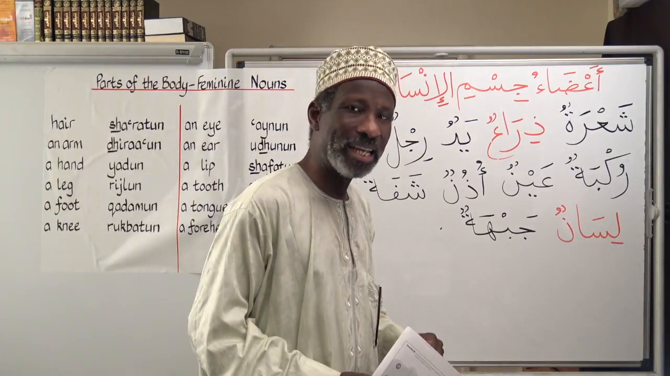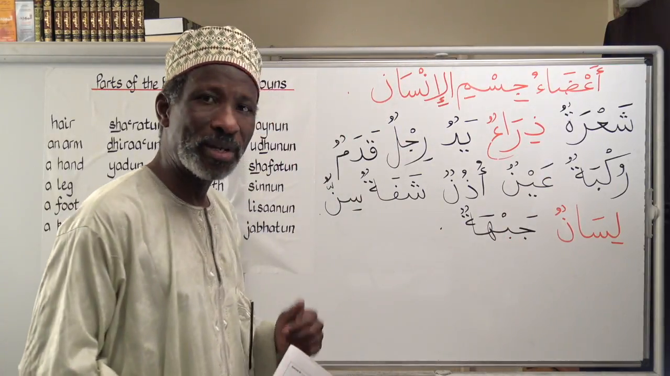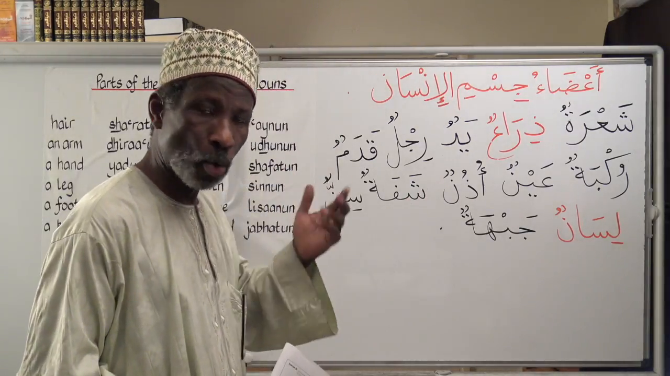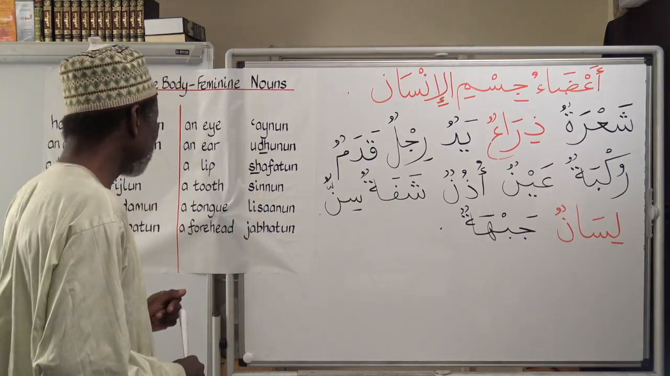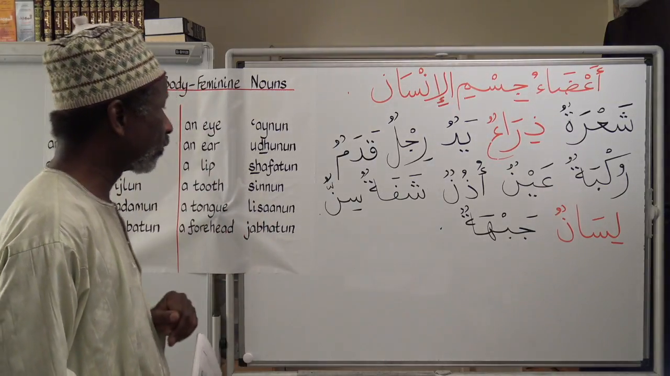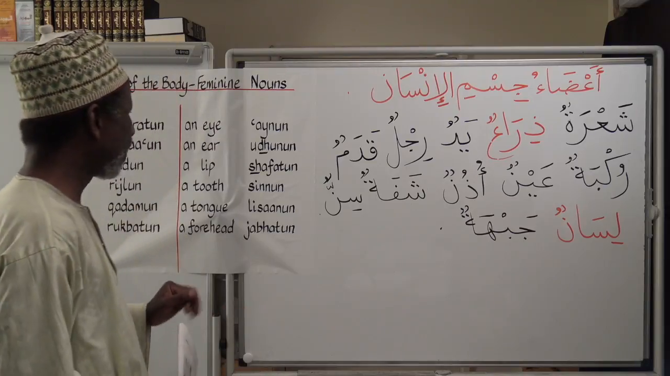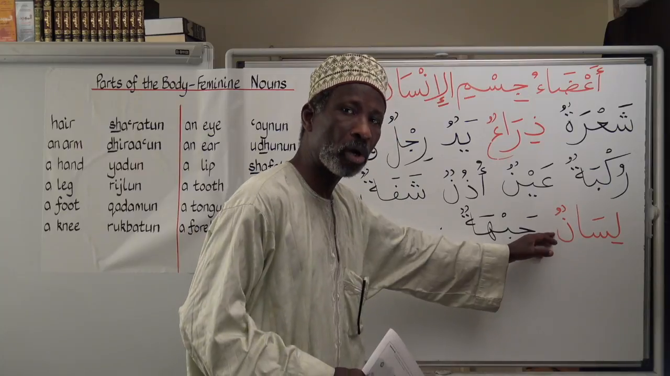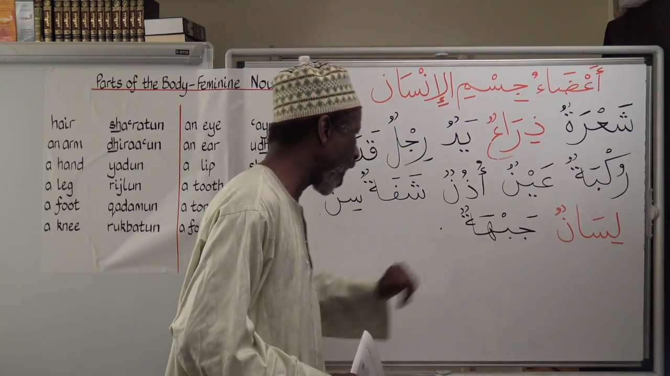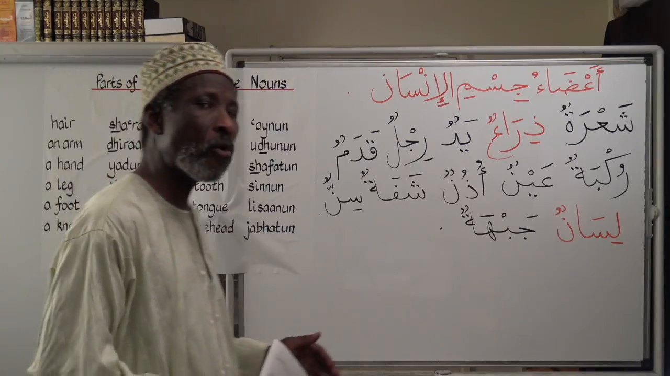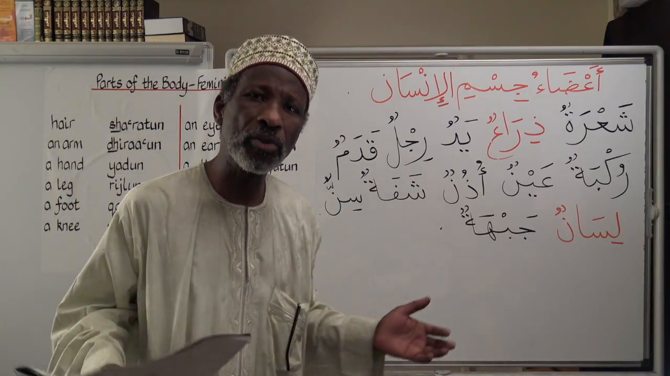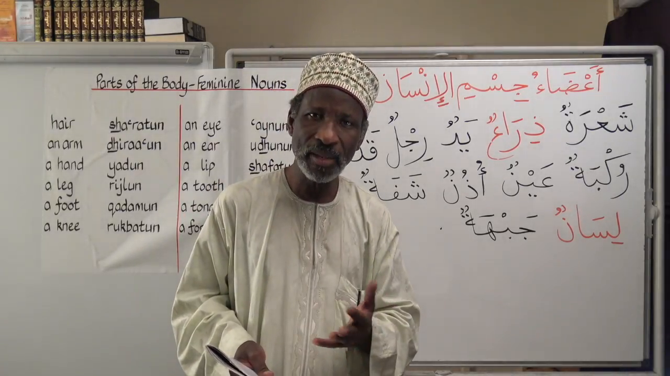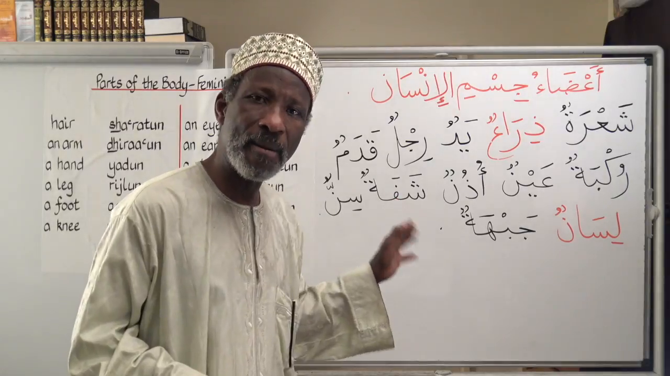Rukbatun, a knee. Aynun, an eye. Udhunun, an ear. Shafatun, a lip. Sinnun, a tooth. Lisanun, a tongue. And then we have jabhatun, a forehead. These are the obvious areas of the body. We've listed masculine and now we have listed feminine.